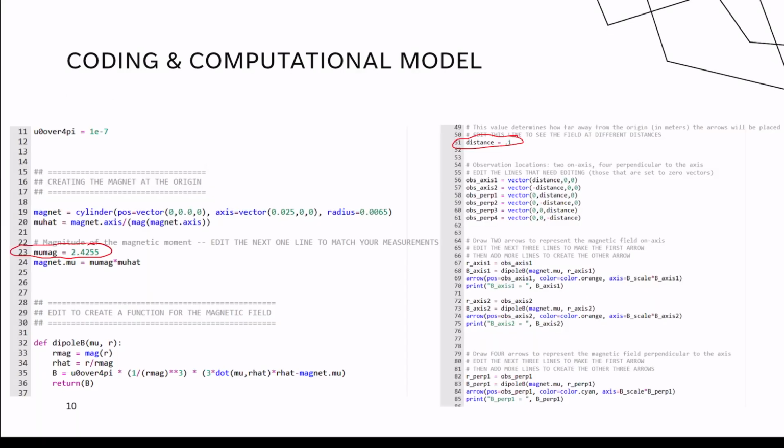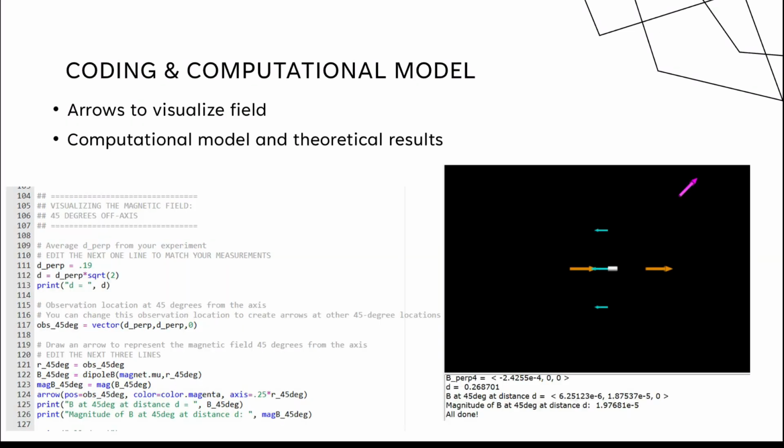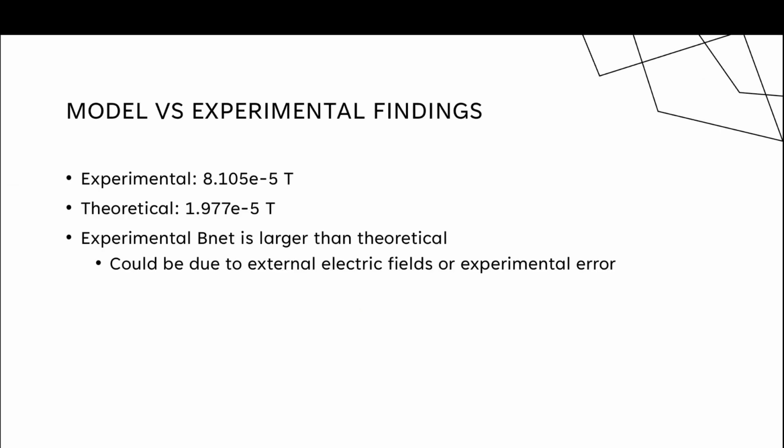So here is the code for the computational model. As you can see on the left on line 23, I plugged in the dipole moment that we calculated in the previous slide. And then the rest of the code, you can see we wrote the B field formula, and then on the right side was code to create the arrows. And then here's more code for creating the arrows to visualize the field. And then also on the right, you can see the computational model results, and then at the bottom, the theoretical results for the B field.